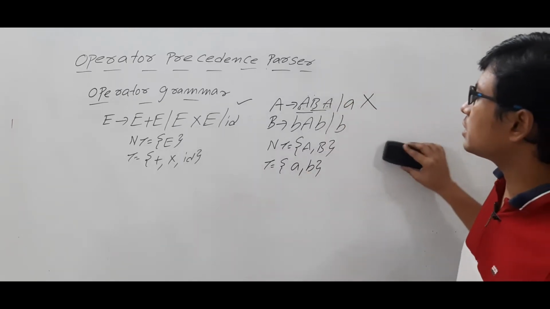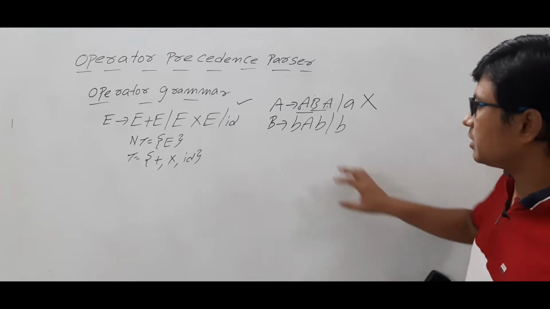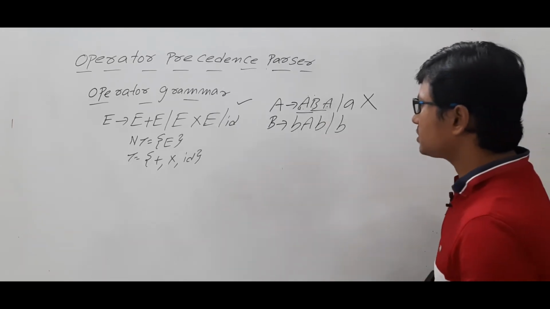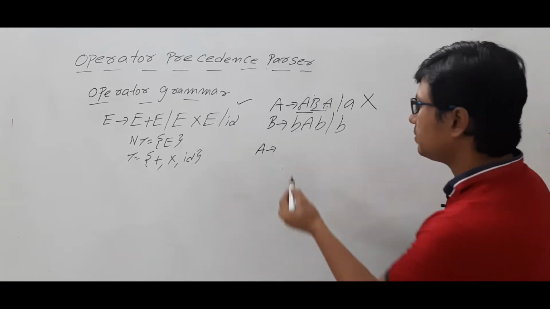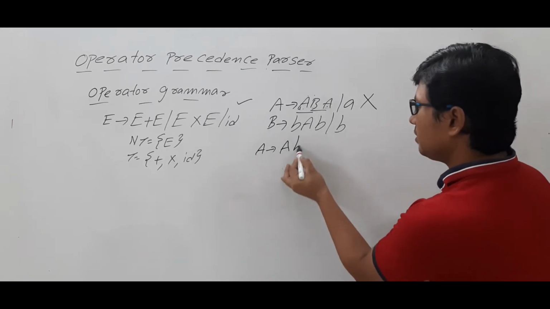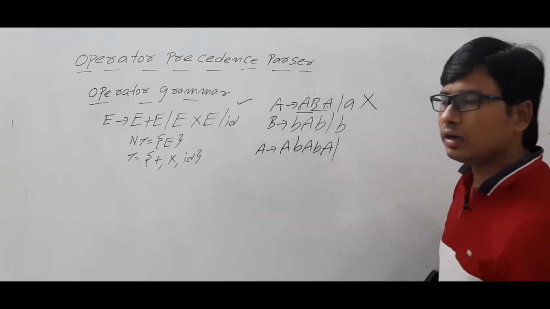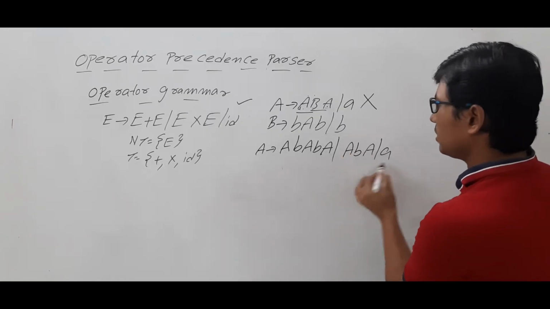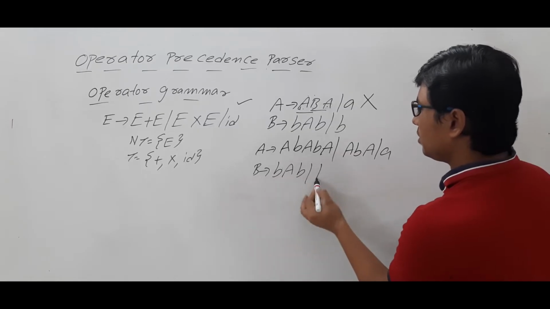Now I have one doubt. Can we convert this non-operator grammar to an operator grammar or not? We will check it. In place of this B, if I write the productions of B, what will it be? It will be A, B, A, B, A or A, B, A or A, B, B, A, B or b.